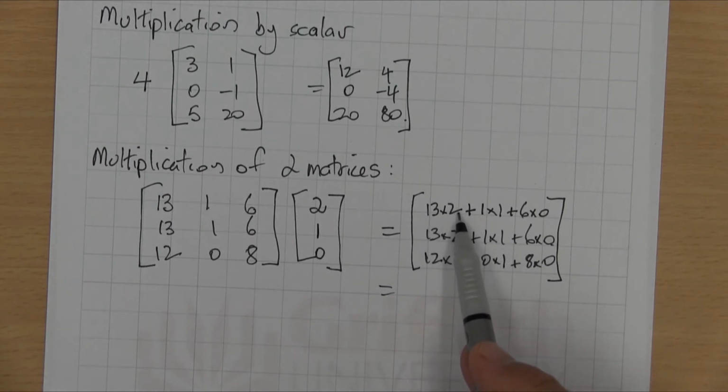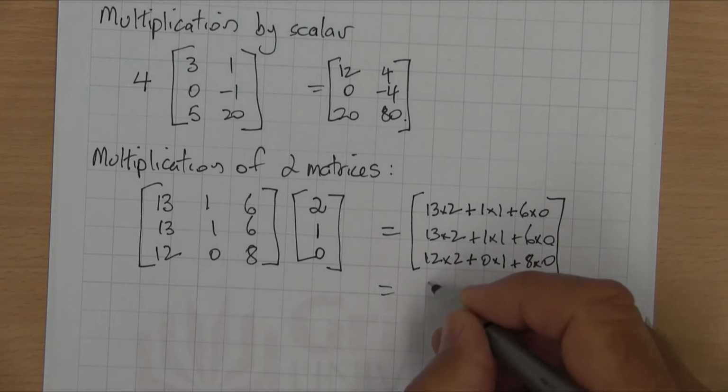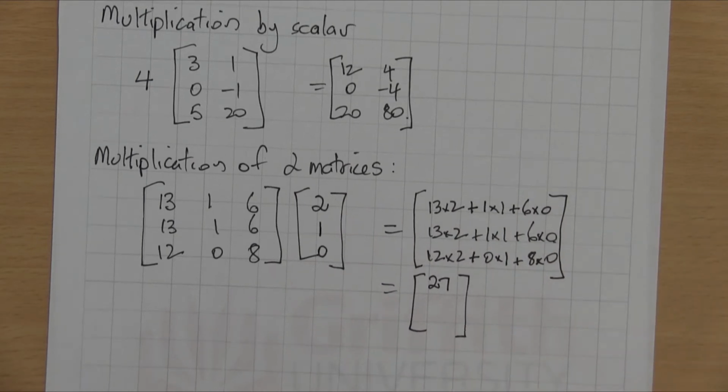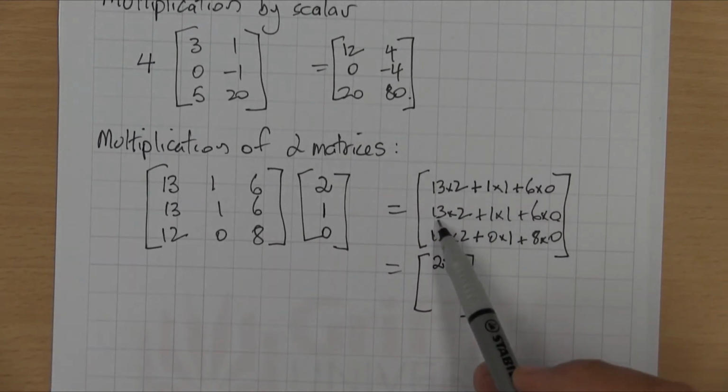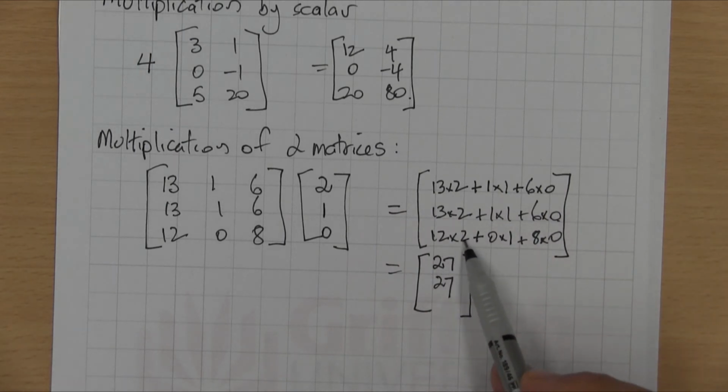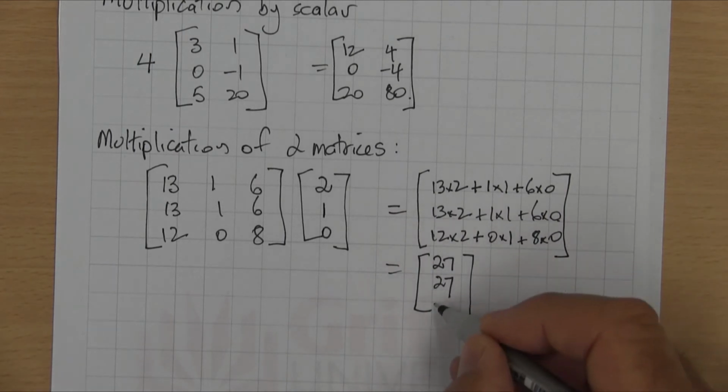So 13 times 2 is 26, plus 1 is 27. And this is also 27. And this will be 24 plus 0 is 24.